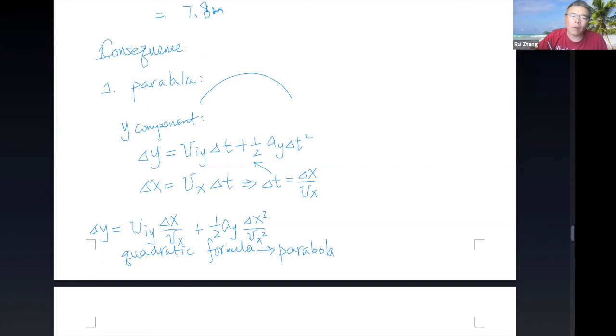Well, if you don't know it, that's fine. You're not required to derive this kind of thing. So this is just something you can learn from here.